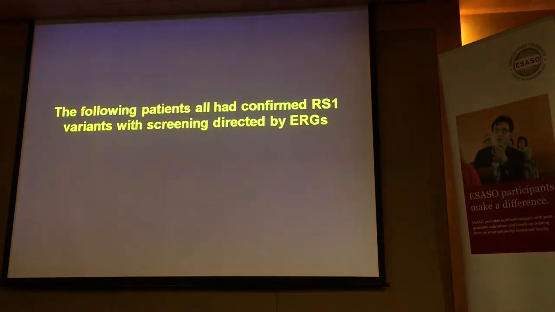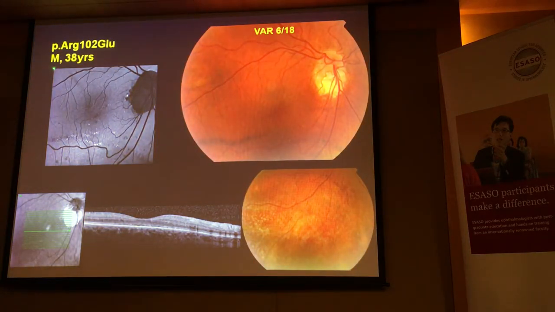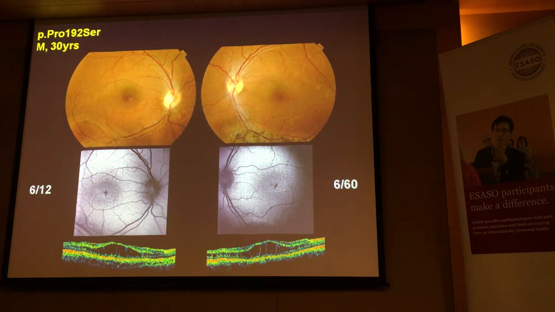Now, all of the following patients have confirmed X-linked retinoschisis, electrophysiologically and by genetic screening. So this patient has the same mutation as the previous one. You can see some changes here. There's no schitic change on the OCT, and there are some white dots, odd features in the periphery. This one, beautiful changes on the autofluorescence, beautiful changes in the fundus. Here there's evidence of pigmentary deposition, probably following a childhood detachment.